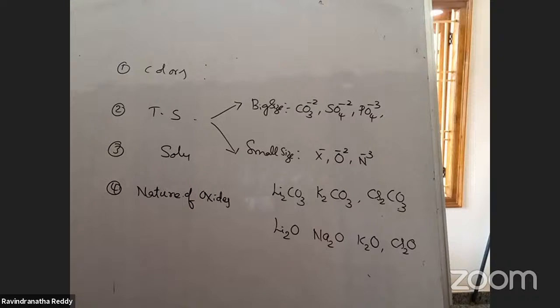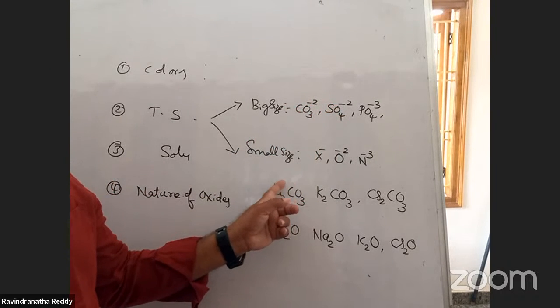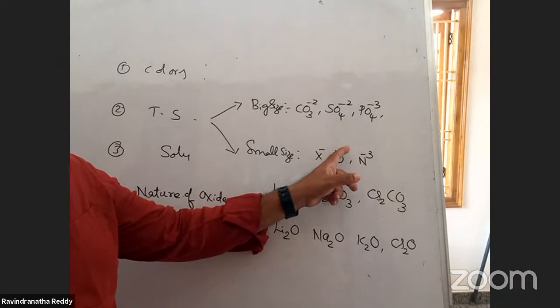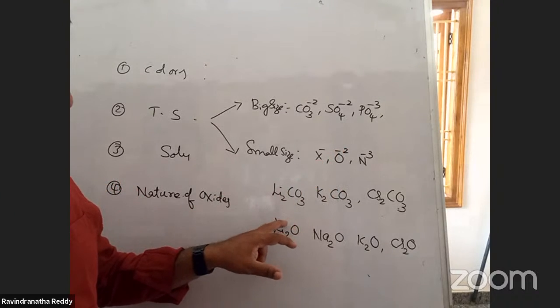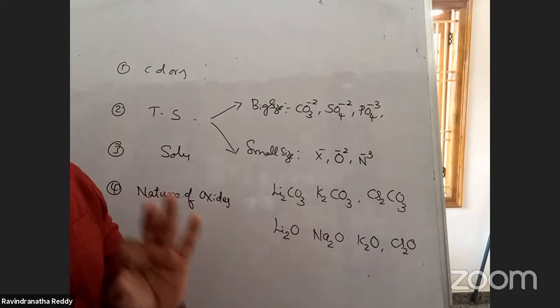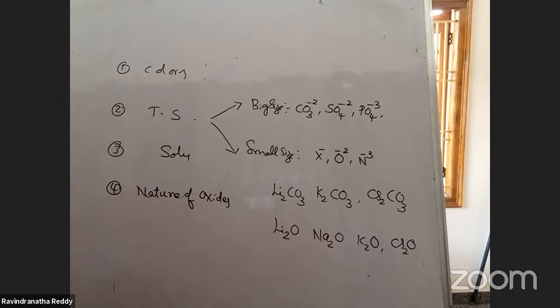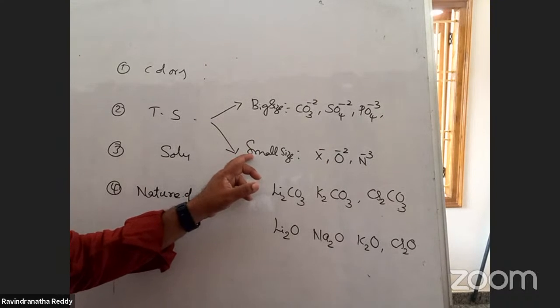So actually, a simple technique I am telling here: big size anion with big size cation is thermally more stable. Small size anion with small size cation is thermally more stable. That is a very simple concept. But according to chemistry, we can explain it differently. For small size, we can explain stability based on the lattice energy concept.